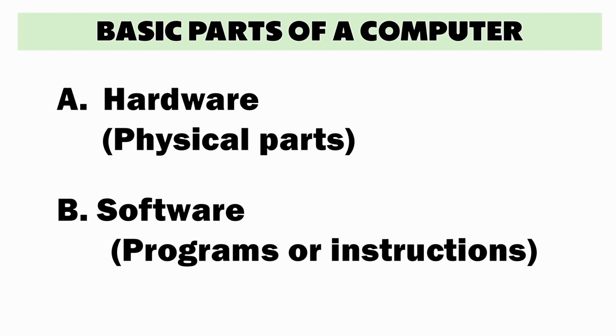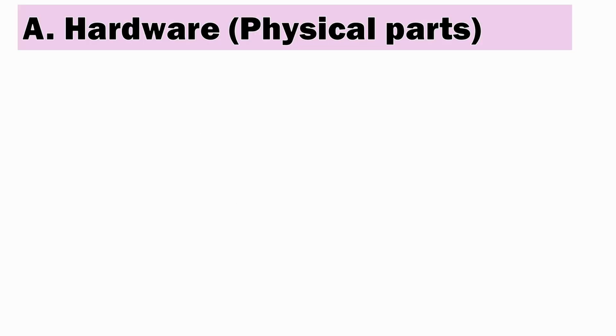Okay, we'll talk about the physical parts of a computer, which is hardware. The programs that run inside is what we call software. Again, computers have two main components, which is the hardware and software. Let's start with hardware, which is the physical parts of the computer.